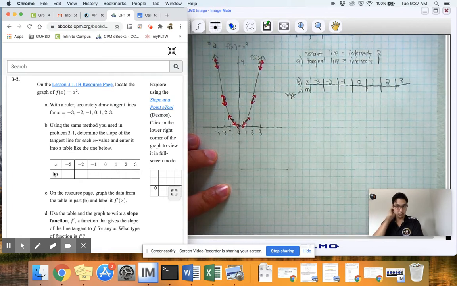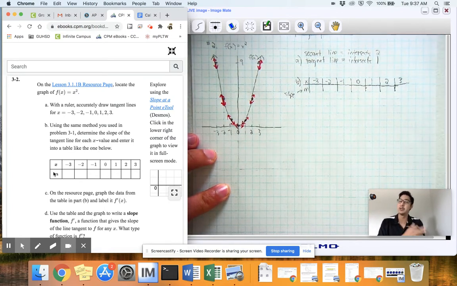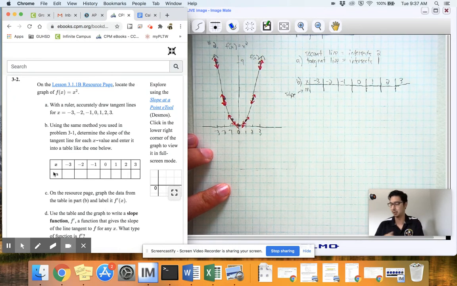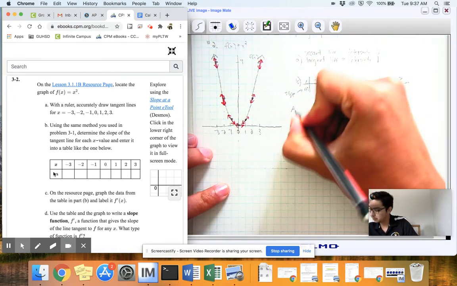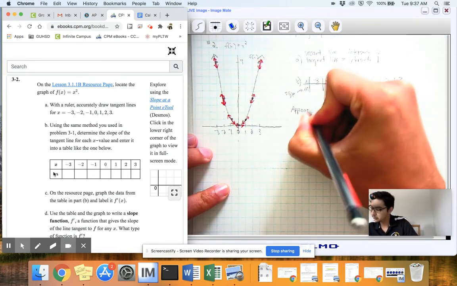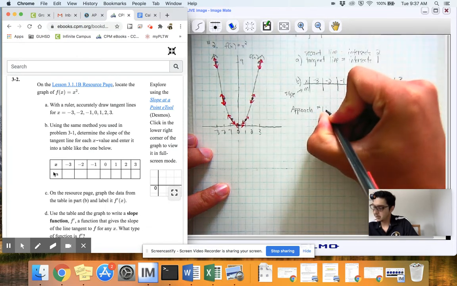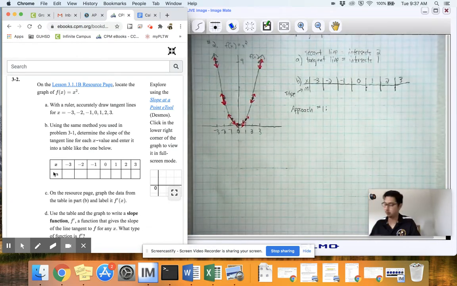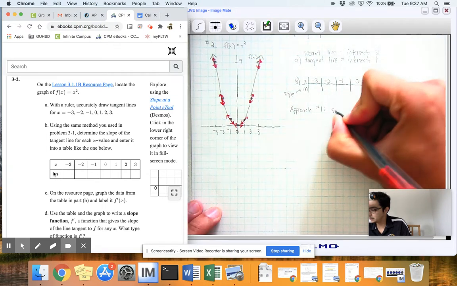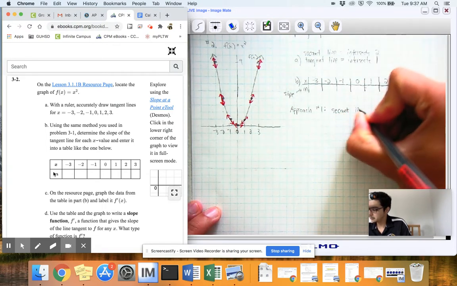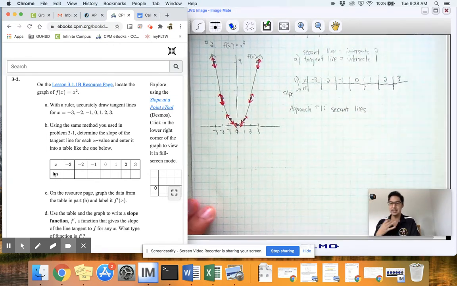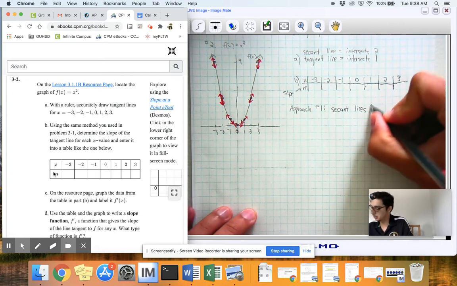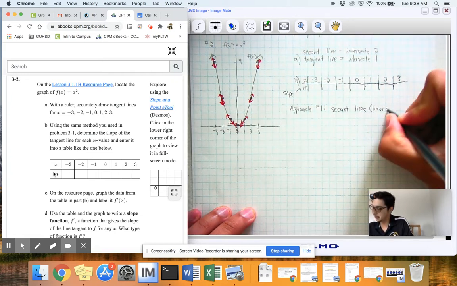Now, there are 3 approaches we can take, and I'm going to show you. Maybe you understand all 3, great. If not, as long as you understand one of them, that's good enough. Approach number 1: the first thing you can do is use the idea of a secant line. Secant lines and linear approximation kind of go hand in hand there.